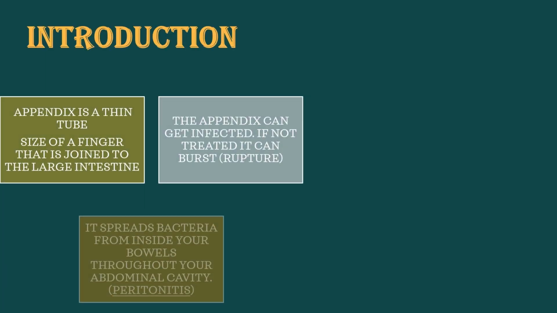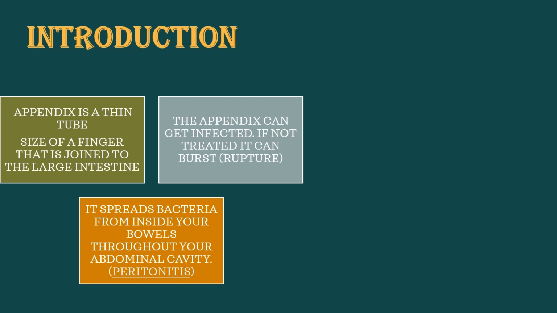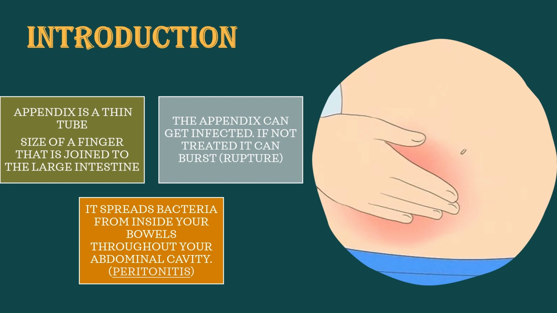The appendix is a thin tube roughly the size of a finger, and it is joined to the large intestine. It sits in the lower right corner of your abdomen, as you can see over here, and when you are a child, the appendix works as a part of your immune system and helps your body fight diseases.